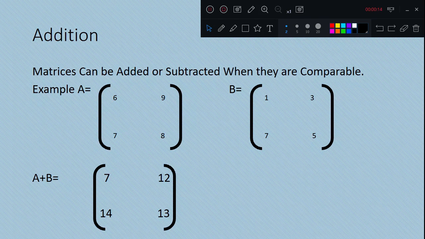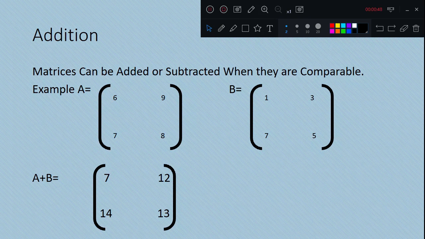Matrices can be added or subtracted when they are comparable. By comparable matrices, we mean that the rank of one matrix should be the same as the rank of the other matrix. If you see the rank of matrix A, you can see its rank is 2 cross 2, which is the same as matrix B. So now, we add two matrices by adding their corresponding elements.